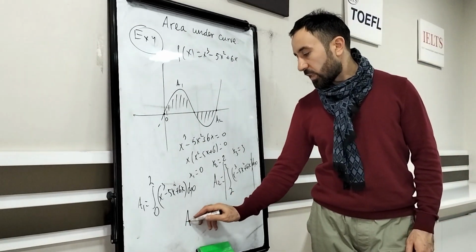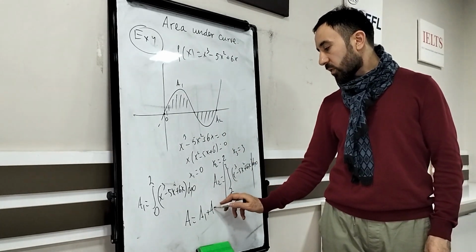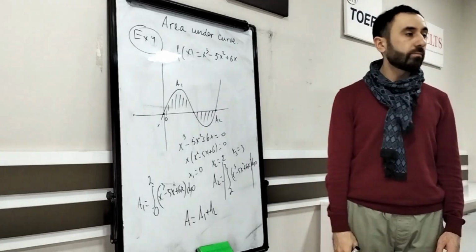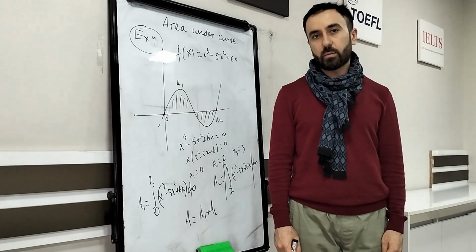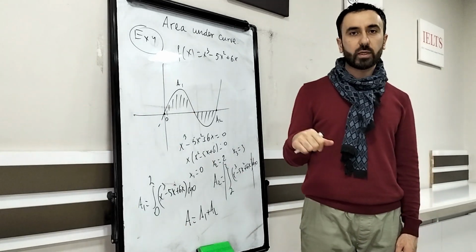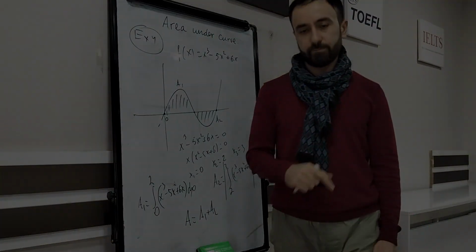That's it. Total area of the section is area 1 plus area 2. Just you need to calculate the integrals and you need to add them. That's it about this topic. We discussed 4 examples about our area under curve. This was an application of integral. See you at the next AP lesson.